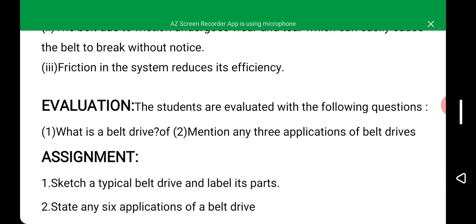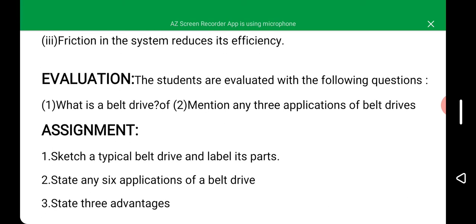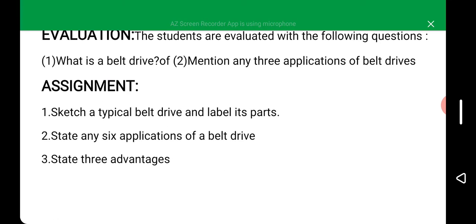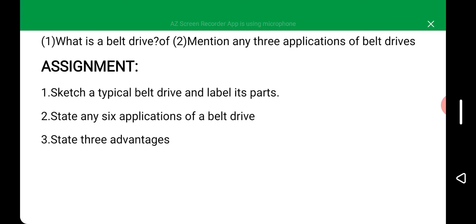These are the questions that you are going to do as an assignment. I want you to copy it into the assignment portal. Number one, give me, in your own words, what is belt drive, and mention any one application of belt drives. Also, sketch a typical belt drive and label its parts. Number two, state any six applications of belt drive. And three, state three advantages of belt drive. Just to practice, try to give me the solution to the questions. I'm giving it to you on Monday, so you submit this next week Monday, inshallah.